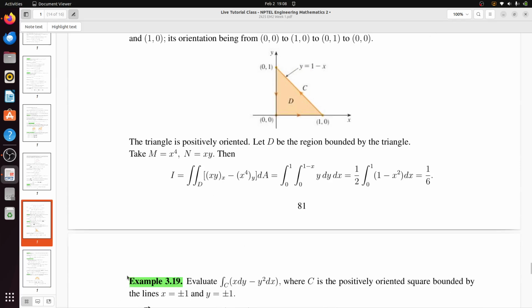Try this one. Evaluate the integral over C of x dy minus y square dx, where C is the positively oriented square bounded by the lines x equal to plus or minus 1 and y equal to plus or minus 1.